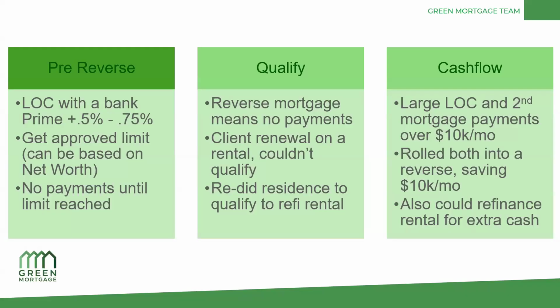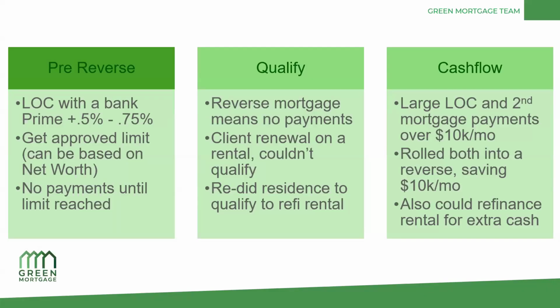So I had a client that was coming up for renewal, and he had a large line of credit, and then also a second mortgage on the property that he got a couple of years ago. And the payments on that were over $10,000 a month. Now, when we were looking at things, the numbers weren't quite working, and the only option I could really come up with was a B lender at a higher interest rate and fees and everything.